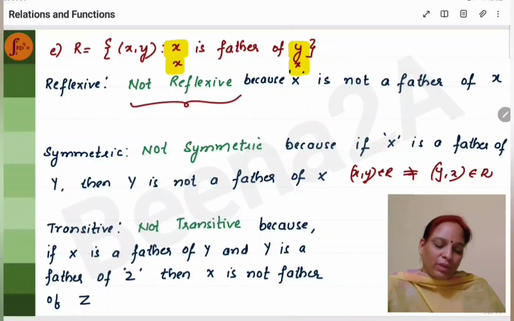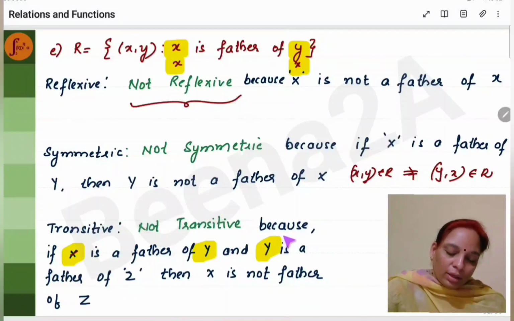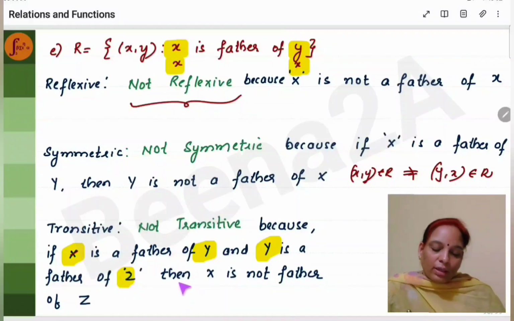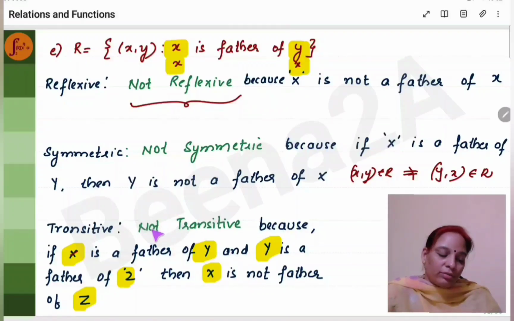Transitive. Same thing. It will not be transitive because if X is a father of Y and Y is a father of Z, then can I say X is father of Z? That's not possible, right? If X is father of Y and Y is father of somebody else, how can X be father of Z? How can X be father of Z? That's not possible. So, it's not transitive.